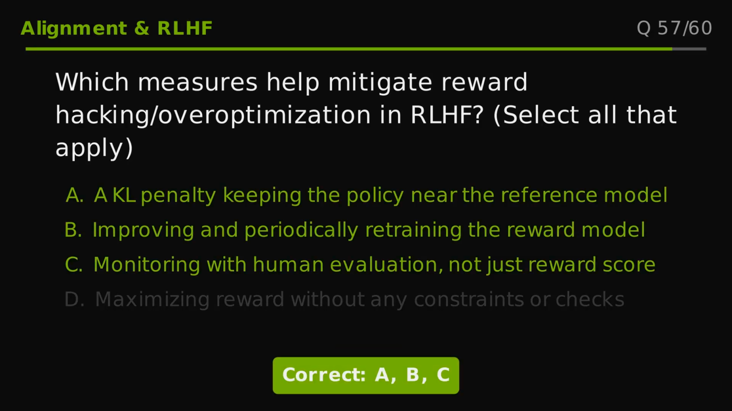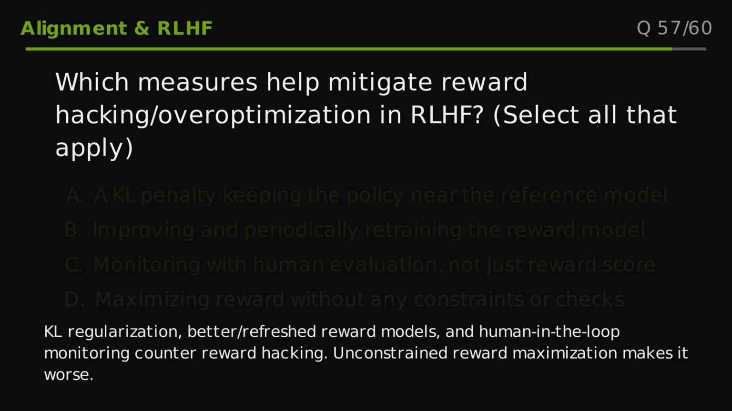The correct answers are A, B, and C. KL regularization, better or refreshed reward models, and human-in-the-loop monitoring counter reward hacking. Unconstrained reward maximization makes it worse.